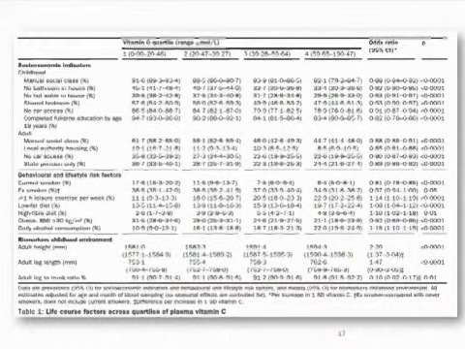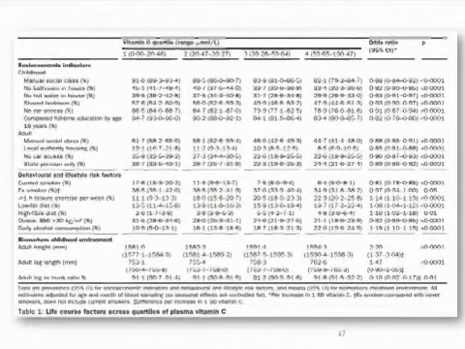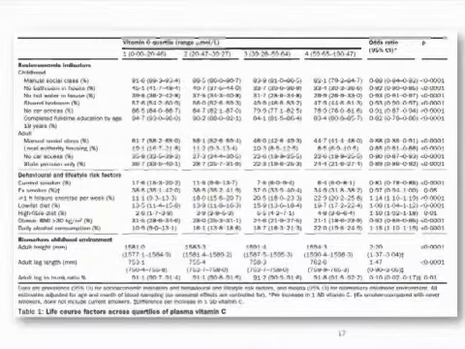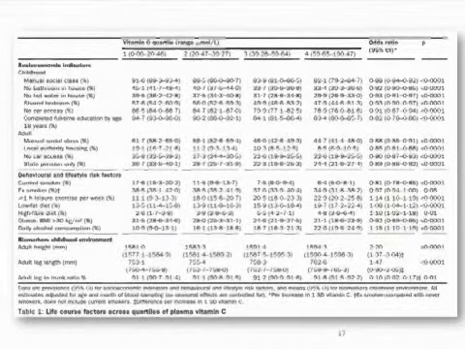And I show this table a lot because I think it's very important to this idea of understanding why people are on the things they're on. So what they did was they broke out individuals by actual vitamin C, so this is their exposure along the top, and identified people in different quartiles of vitamin C.